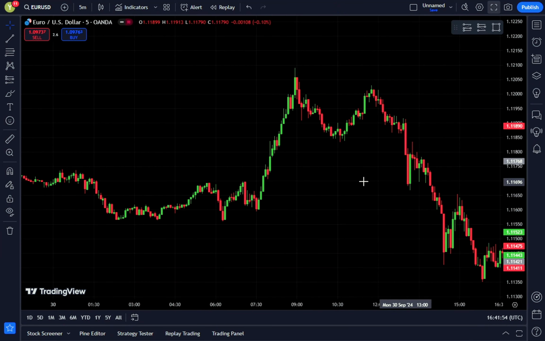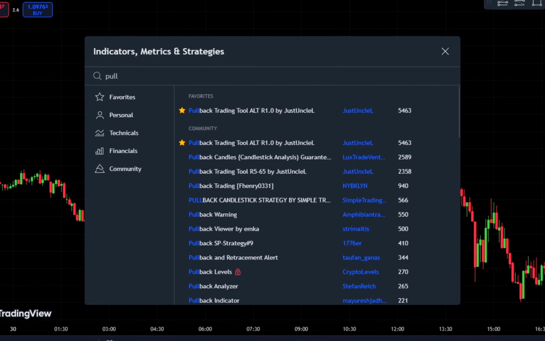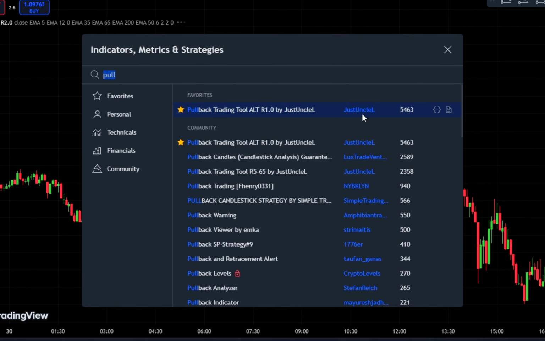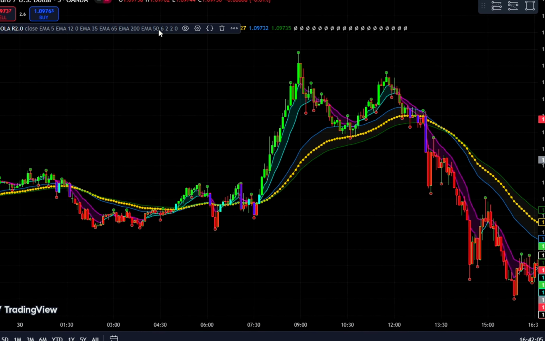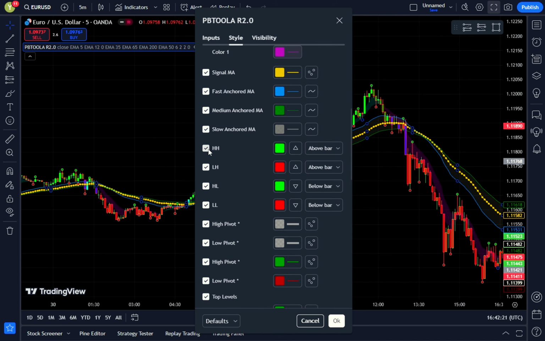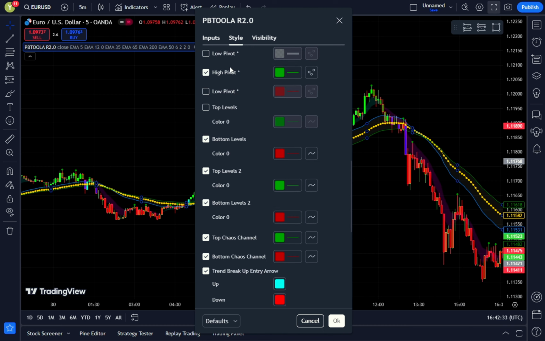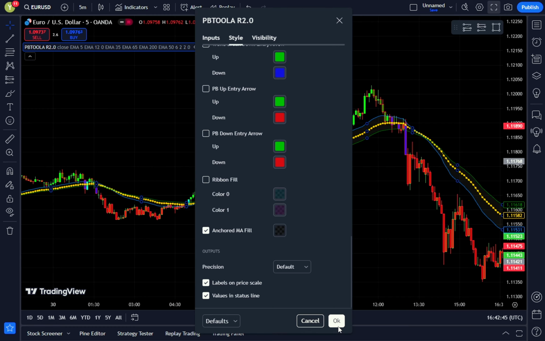If you want to use this pullback trading strategy, the first step is to go to TradingView. From there, go to the Indicators tab and type Pullback Trading Tool ALT in the search bar. Select the Pullback Trading Tool ALT indicator by just Uncle L. Now set up the Pullback Trading Tool indicator. In the Input tab, leave the indicator at its default settings. Then, in the Style tab, remove any unnecessary visual clutter, just as I did. Once you're finished, click OK to save your changes.